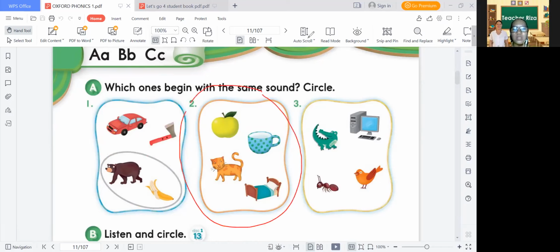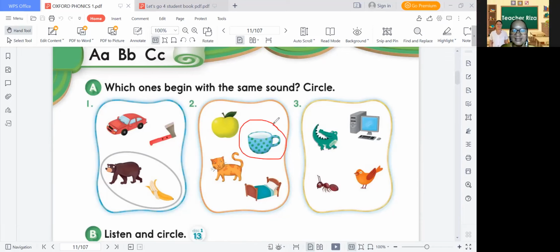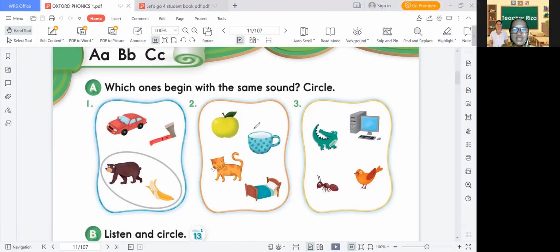This one. Okay, which of these pictures has the same sound? Okay, what is this? Apple. Apple, very good. How about this one? This is a cup. What is this again? Very good, it's a cup. How about this one? Cat. Cat, very good. This one? A bear. Bed. Good job. So which of these pictures has the same sound? Do you think apple and cup have the same sound? Yes or no? No.